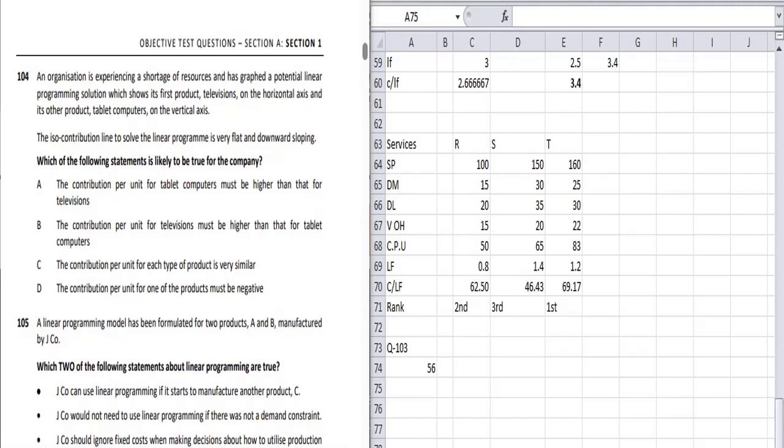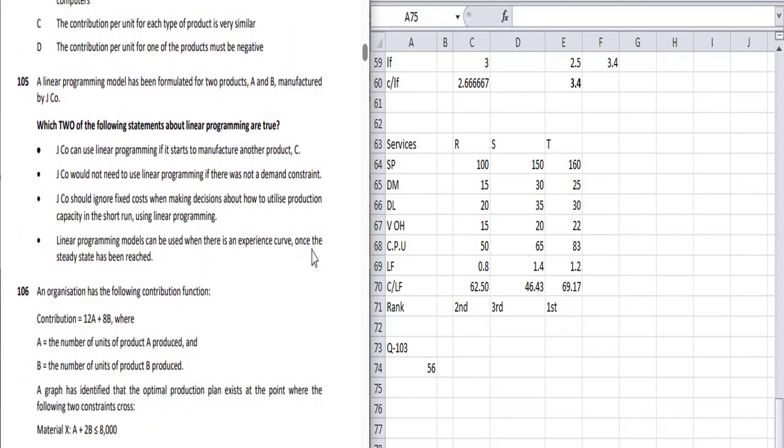Because the slope of the iso contribution line is obviously determined by the contribution per unit of each product, and the question told the iso contribution line is flat, right? It's flat and downward sloping, so it's obvious that the product on the vertical axis must have more contribution than the product which is on the x-axis, right? So what is the product which is on the y-axis? It's, I think, tablets. It's more obvious that tablet has a higher contribution than that of the television. So it will be option A, I think.